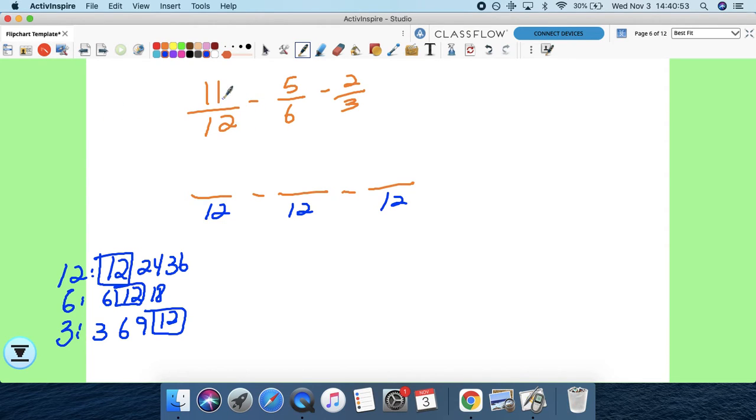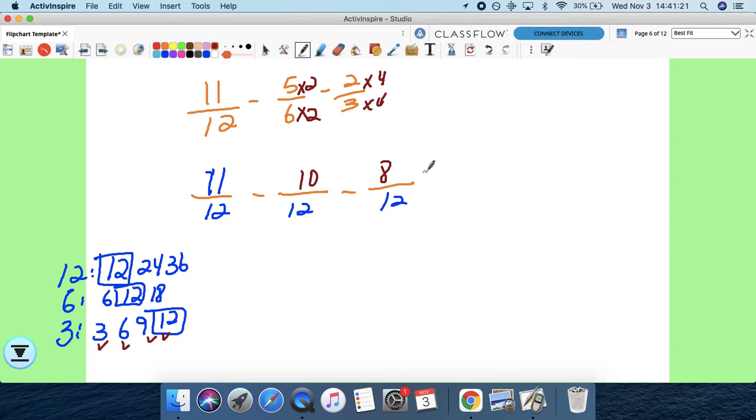So first one is 11 over 12. It's already a 12, so we don't have to do anything. The second one, 6 times what's 12? So 6 times 2 is 12. So on the top is times 2. 5 times 2 is 10. 3. 3 times what? 3 times 1, 3 times 2, 3 times 3, 3 times 4 is 12. So on top is times 4. And 2 times 4 is 8.